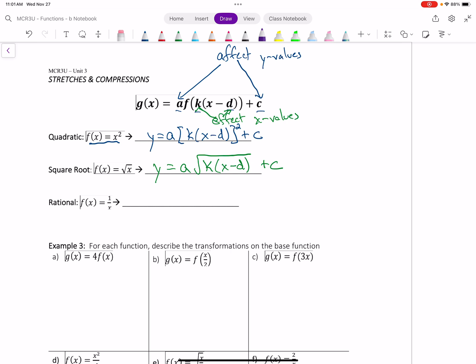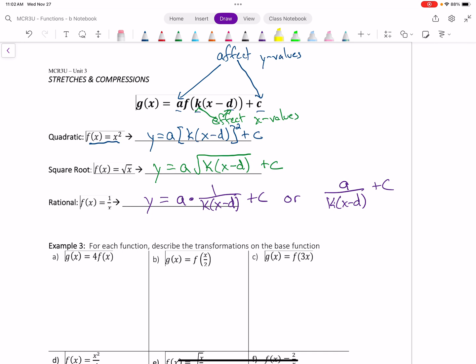And then the last one, which is the reciprocal function or the rational function, you can write this actually in a couple ways. There's the a in front times 1 over k is down here, as well as d, and then plus c. Or sometimes it's just written like this. You could simplify this so a is on top, k, x minus d, and then plus c. Either way for that one. The more familiar you get with these things, the easier this is going to be.